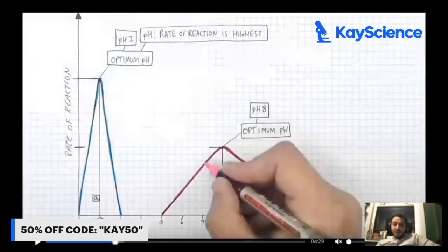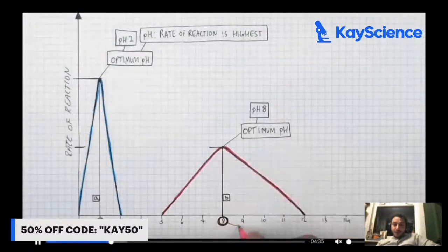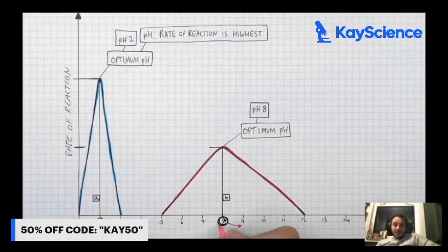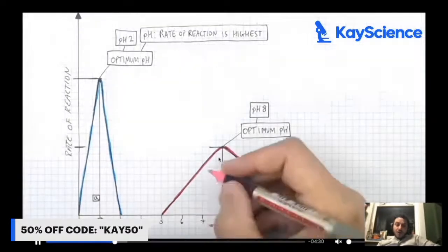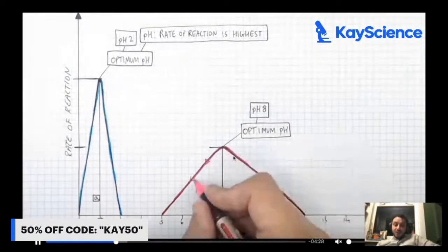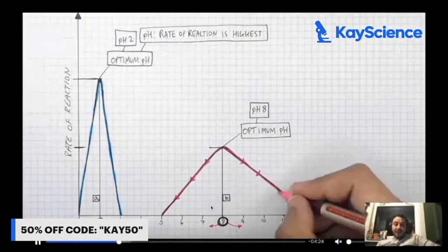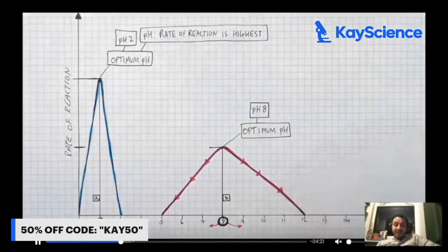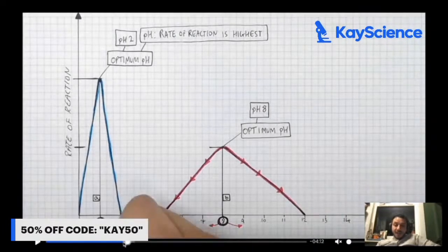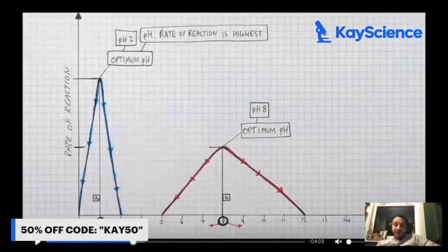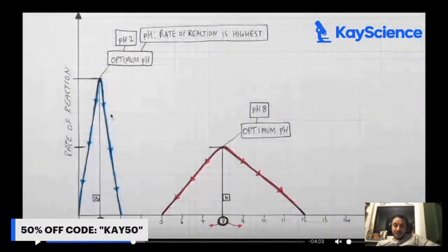Okay, let's now look here. So what happens if you increase or decrease the pH above or below the optimum pH? The rate of reaction decreases either side. You can see that there. And it's the same on this graph here. The rate of reaction decreases either side of the optimum pH.